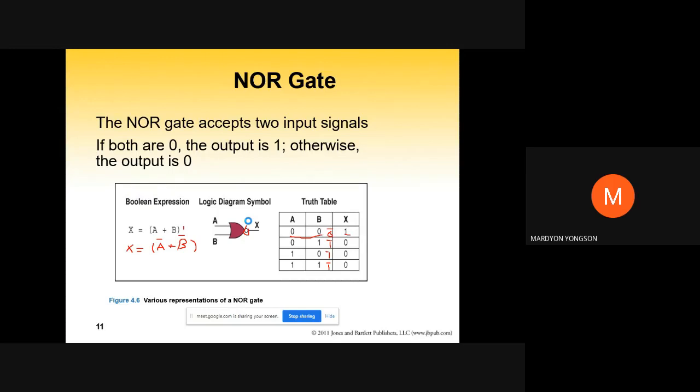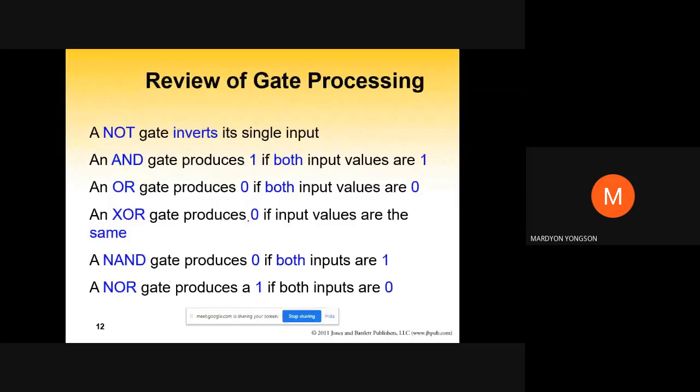So, to review, a NOT gate always inverts its single input. And then, an AND gate produces 1 if both input values are 1. And then, an OR gate produces 0 if both input values are 0. And then, an XOR or exclusive OR gate produces 0 if input values are the same. And then for NAND or NOT AND gate, it produces 0 if both inputs are 1. And then for a NOR gate, it produces a 1 if both inputs are 0.